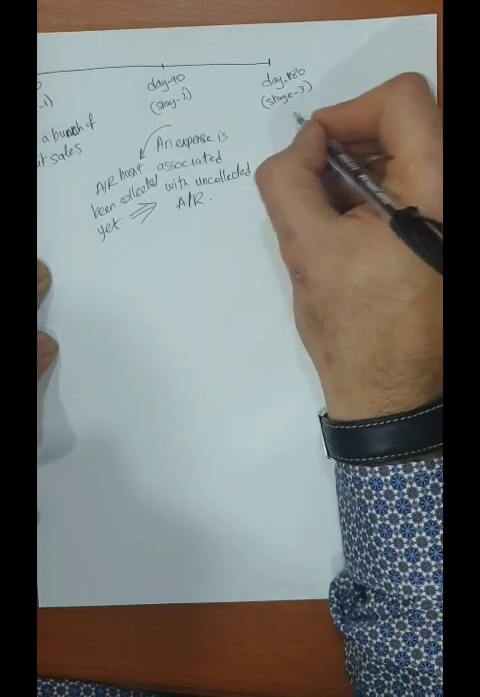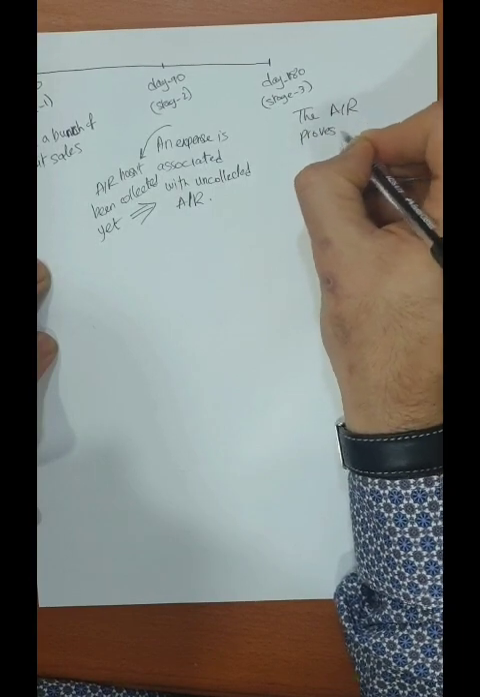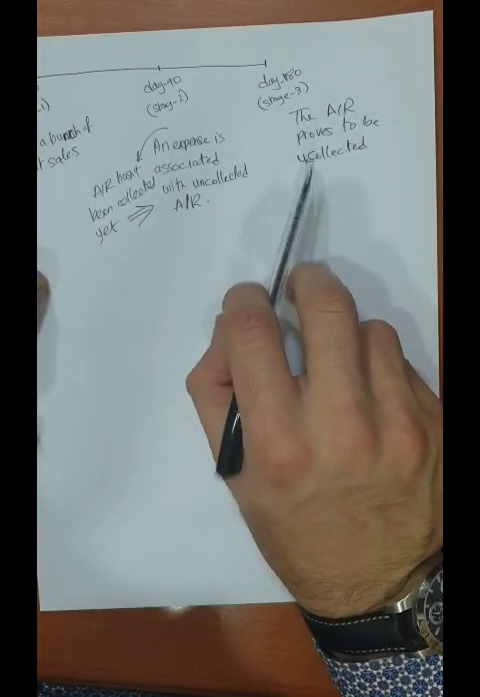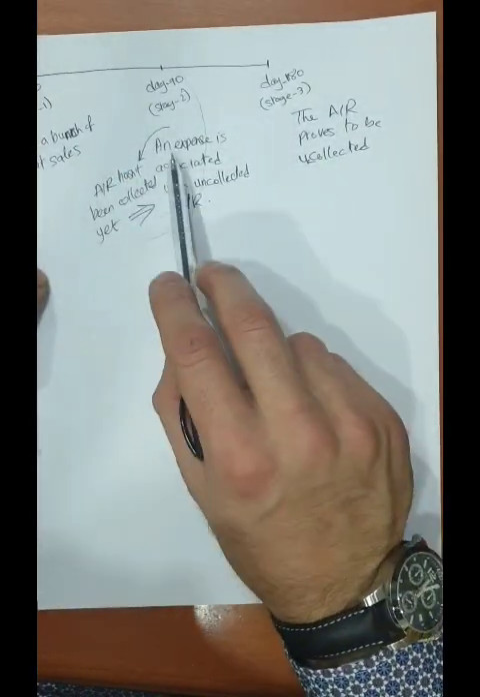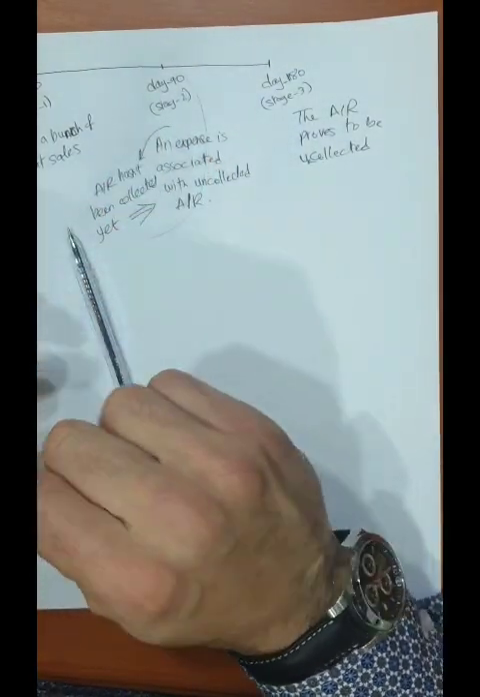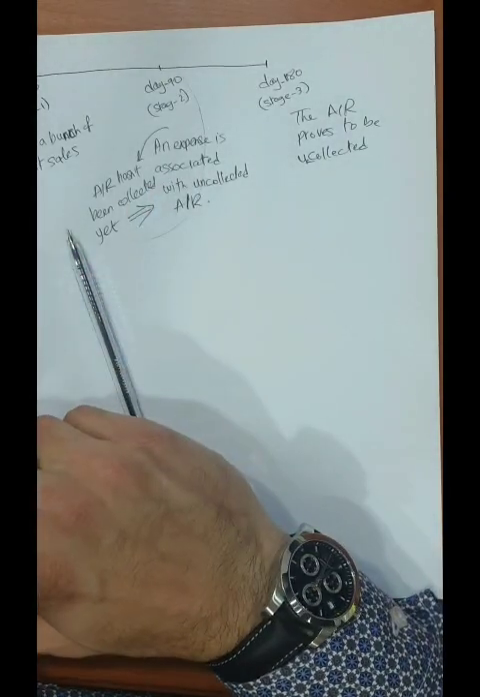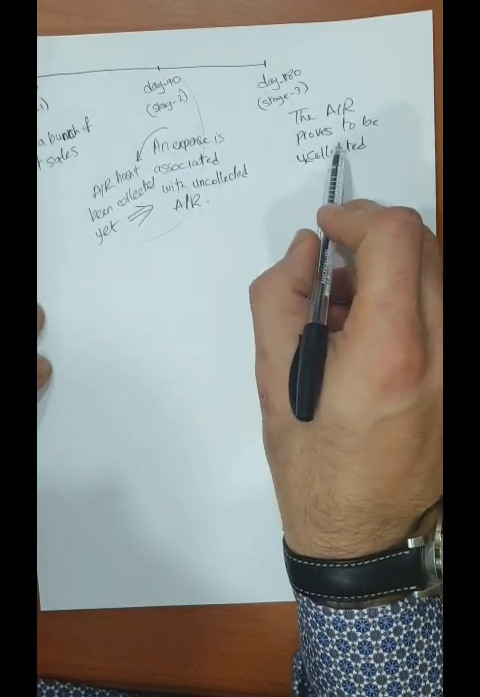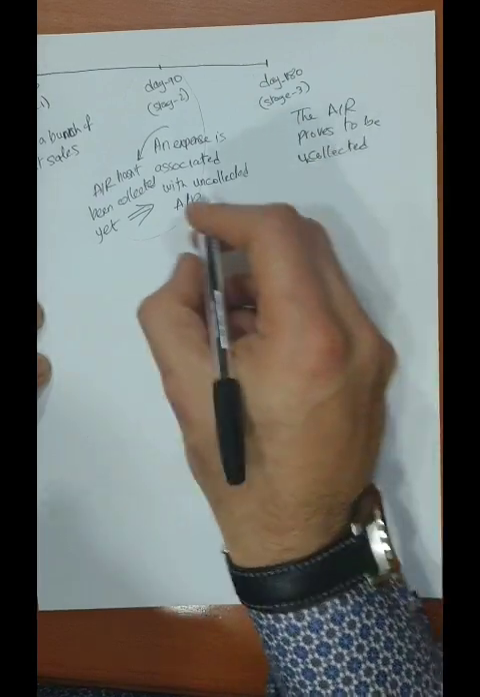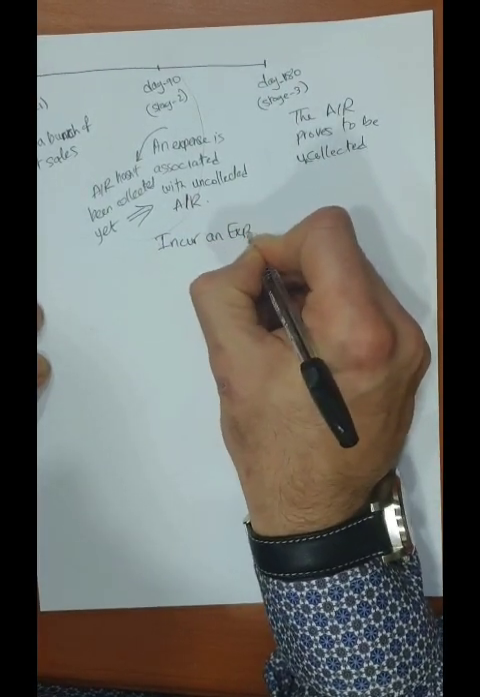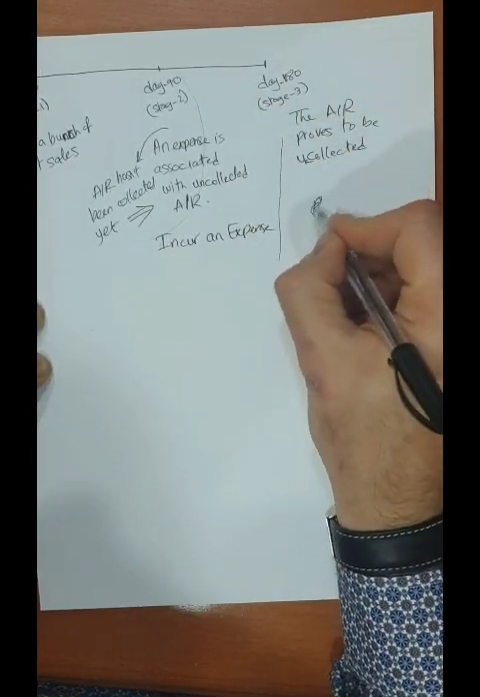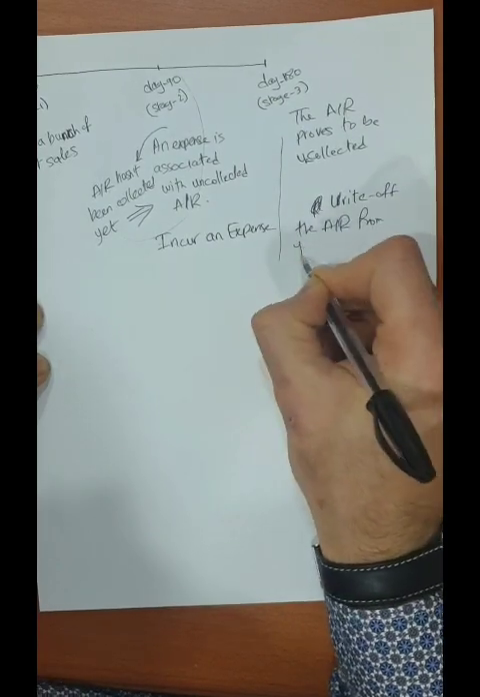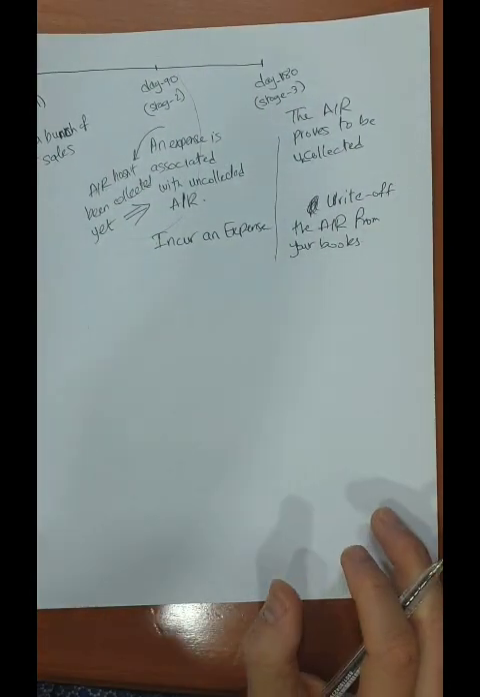After 180 days, assume that the account receivable proves to be uncollected. Okay, so here you are 100% sure that this receivable will not be collected anymore. In stage 2, you have a certain percentage or probability that the customer will default on paying. Default on paying means that the receivable will never be collected. Here you have to incur an expense, and in the third stage you need to remove the account receivable from your records. We call it write off. Remove is write off in accounting. Write off the account receivable from your books or your records, to use a simpler language.